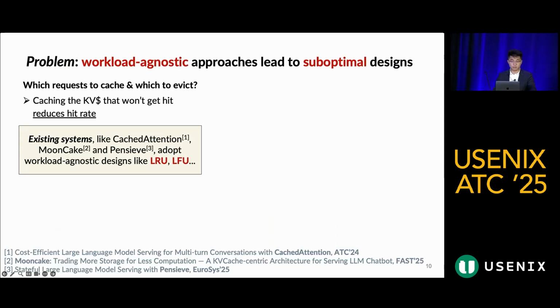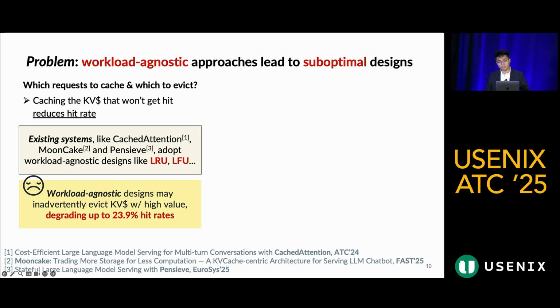Existing systems, as we mentioned, all adopt a workload-agnostic approach, which we found inefficient. For example, a general-purpose LRU, LFU, or FIFO cache eviction policy could lead to up to 24% more misses than a workload-aware approach that we will describe later, especially under limited KVCache capacity.